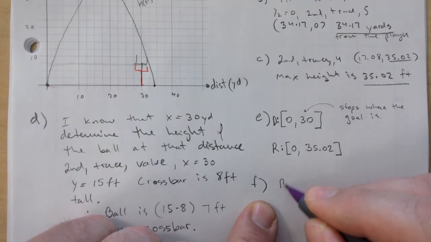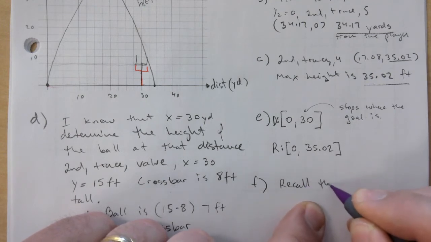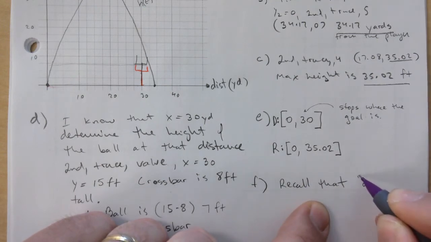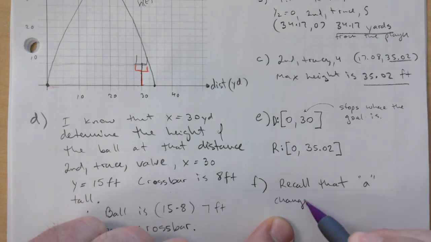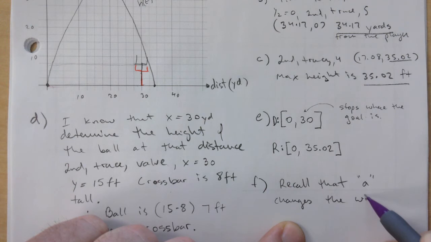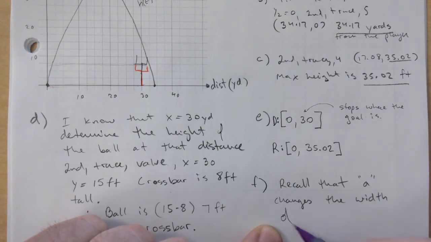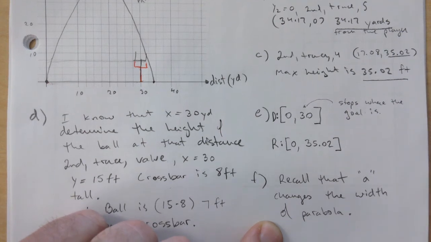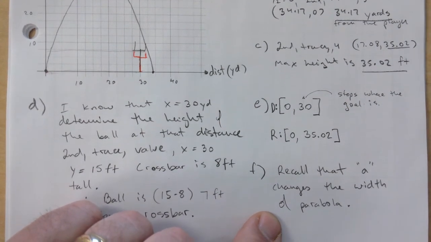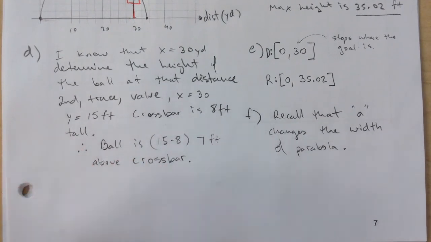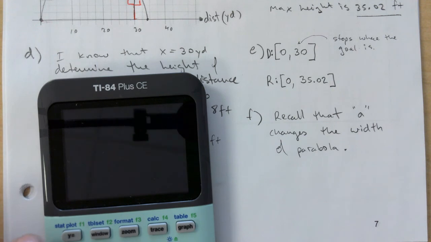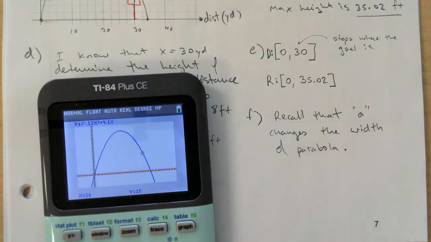And if you're not sure how to do this, recall that a in the equation changes the width of the parabola. And something happens to everything on that parabola. I'm going to ask you to always resort to your calculator to help you with it.